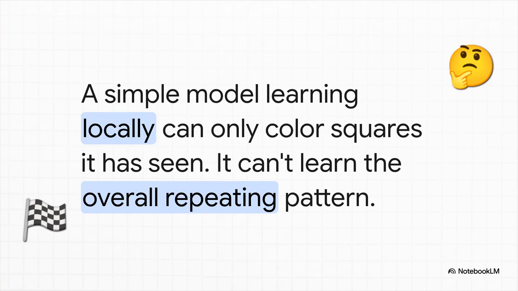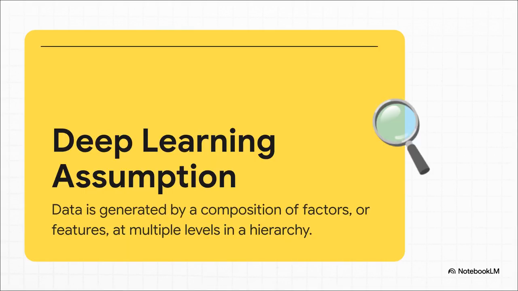This checkerboard really illustrates the limits of simpler models. A lot of algorithms work locally. They assume a point is similar to its immediate neighbors. But for a repeating pattern like this, that assumption completely fails. To learn the entire checkerboard, a local model would need to see an example in pretty much every single square. Deep learning makes a totally different assumption, that the world is compositional and hierarchical.